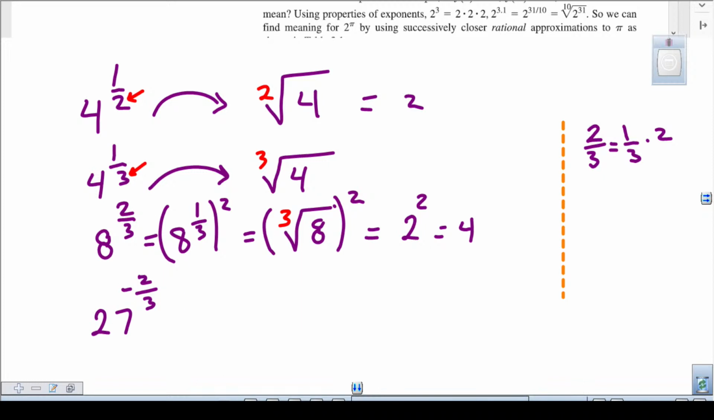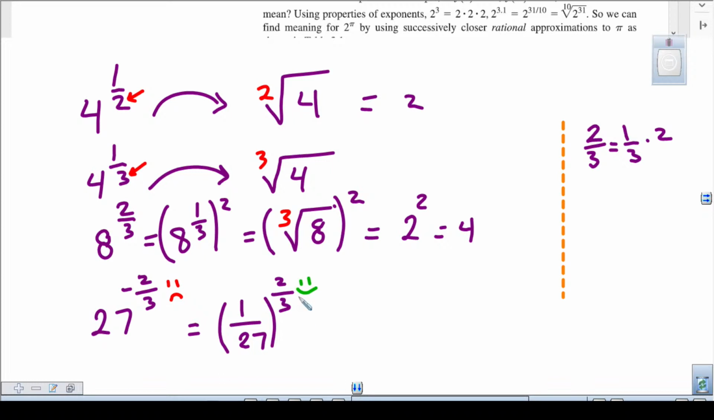Negative 2/3. Well, somebody's not happy, right? Right at the get-go, somebody's not really happy here. That's not right. We have to make things right here. So what would that be? What do you think I'm going to flip? Walk me through it. Exactly, it's going to be 1/27, and then this is raised to the 2/3. Now somebody's happy here.